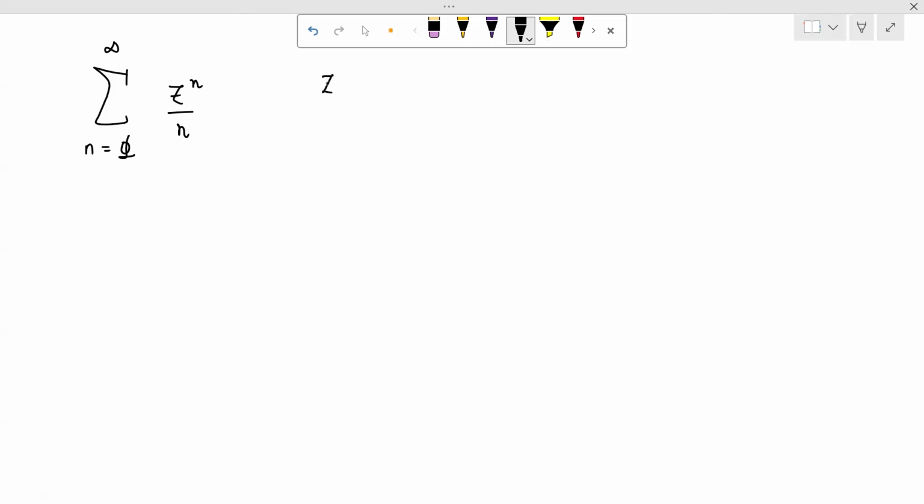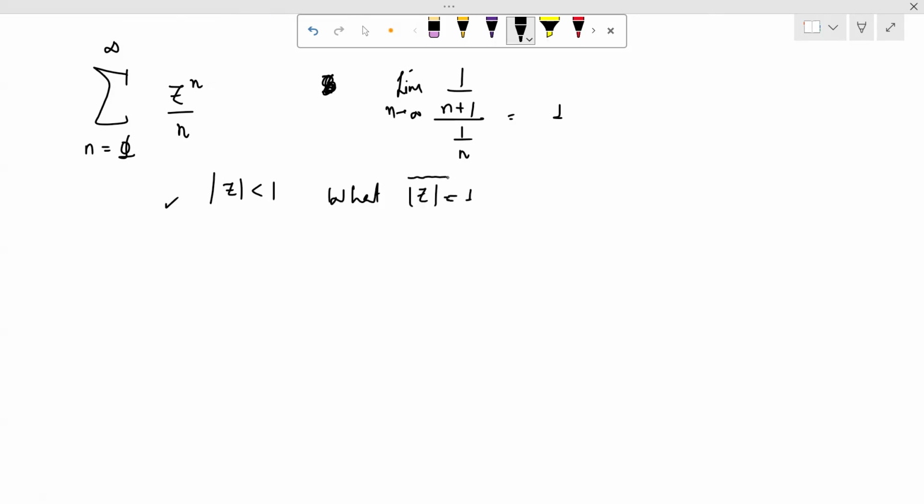So let us do this next. This is the limit as n tends to infinity of a_{n+1} upon a_n, and this is equal to 1. So this series converges for all |z| less than 1. Okay. Now, again, your question: what about the points where |z| is equal to 1? What about the points on the unit circle?